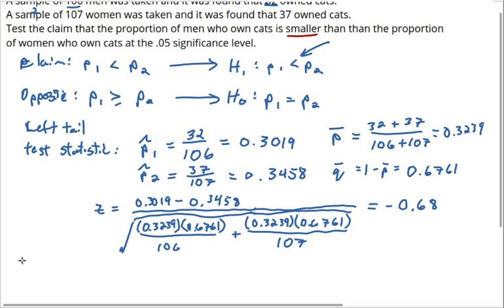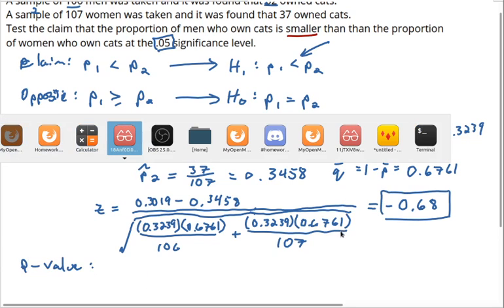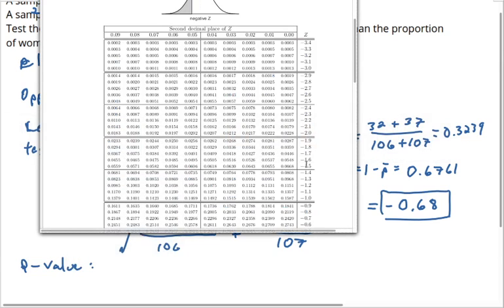Okay, so now the question wants us to go the p-value route as opposed to the critical value route. So we're going to find the p-value for this test statistic and then compare that to the significance level of 0.05. It's a left tail test, so I need to find the area to the left of my negative test statistic here. So I'm going to look up negative 0.68 on my normal distribution table.